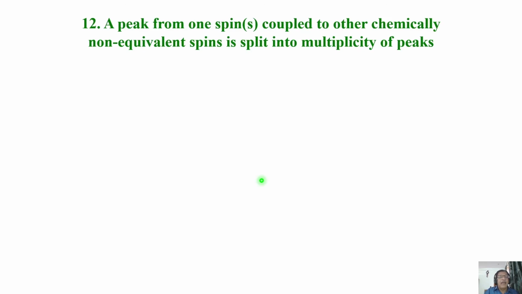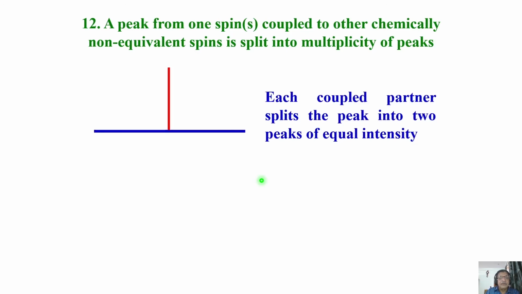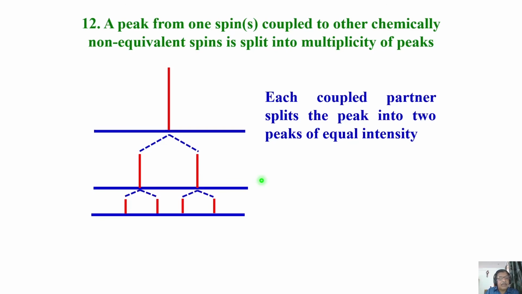Point number 12: a peak from one spin coupled to other chemically non-equivalent spins is split into a multiplicity of peaks. Let us say I have one peak. It is coupled to another nuclear spin. It splits into 2. But what happens to intensity? It comes down by 50-50. It is coupled to another proton, intensity again comes down. Coupled to another one, again intensity comes down. But each time, each line splits into two lines, like a family tree, like a fission reaction. 1 becomes 2, 2 becomes 4, 4 becomes 8.